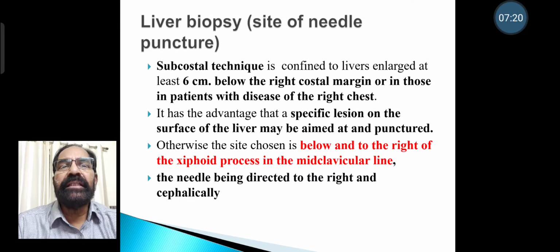It has the advantage that a specific lesion on the surface of the liver may be aimed at and punctured. Otherwise, the site chosen is below and to the right of the xiphoid process in the mid-clavicular line, the needle being directed to the right and cephalically.